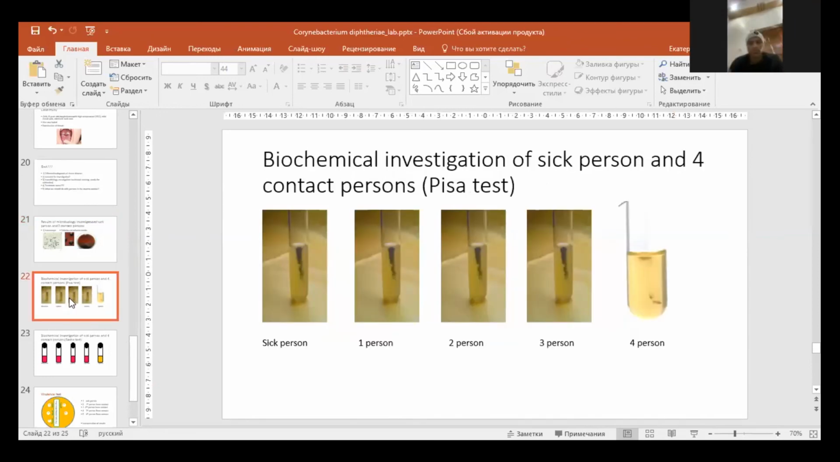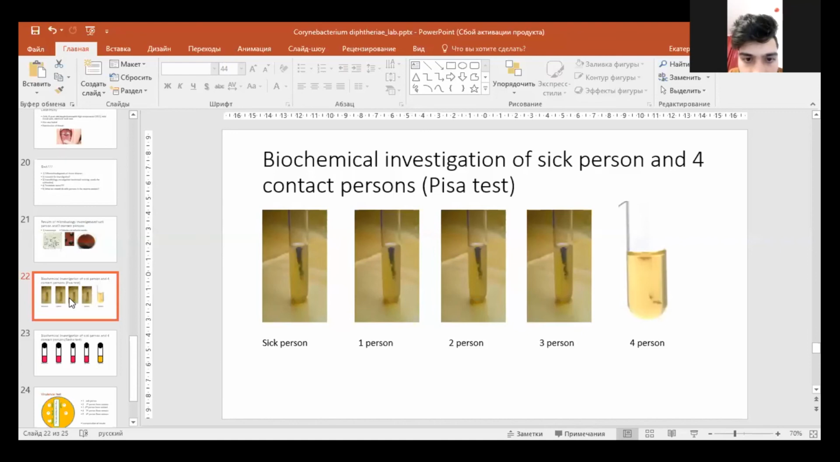Next, you prepare the biochemical test and the results of the Pisu test from the sick person and 4 contact persons. What you can see here, positive or negative results? Positive result, where we can see the black film. First, second, and third, yes, and the sick person. But the fourth is not much affected.